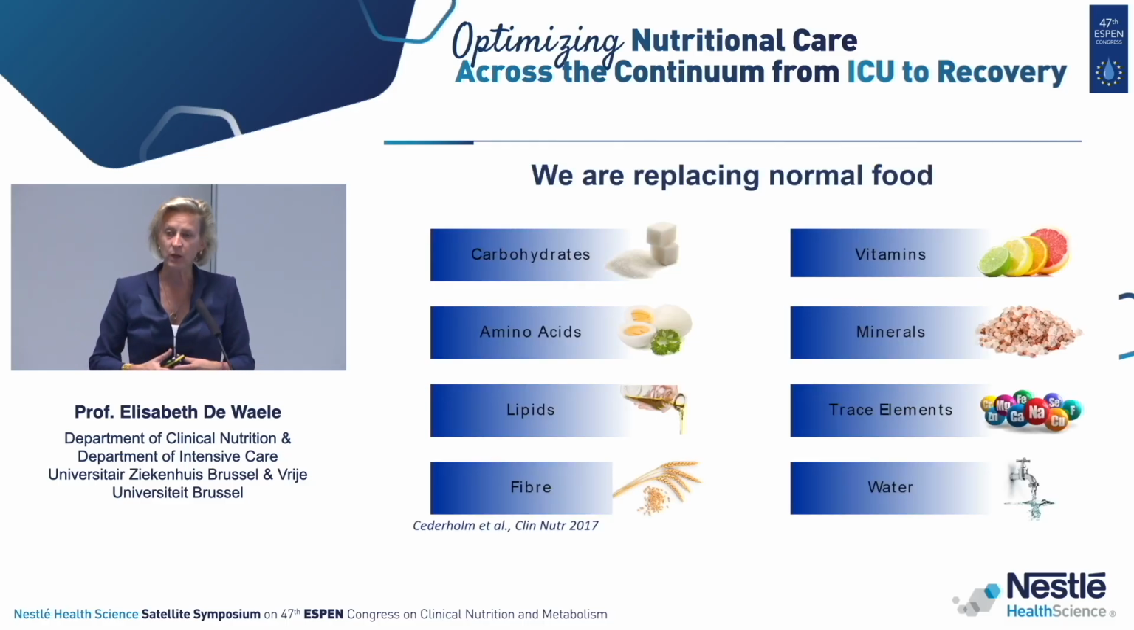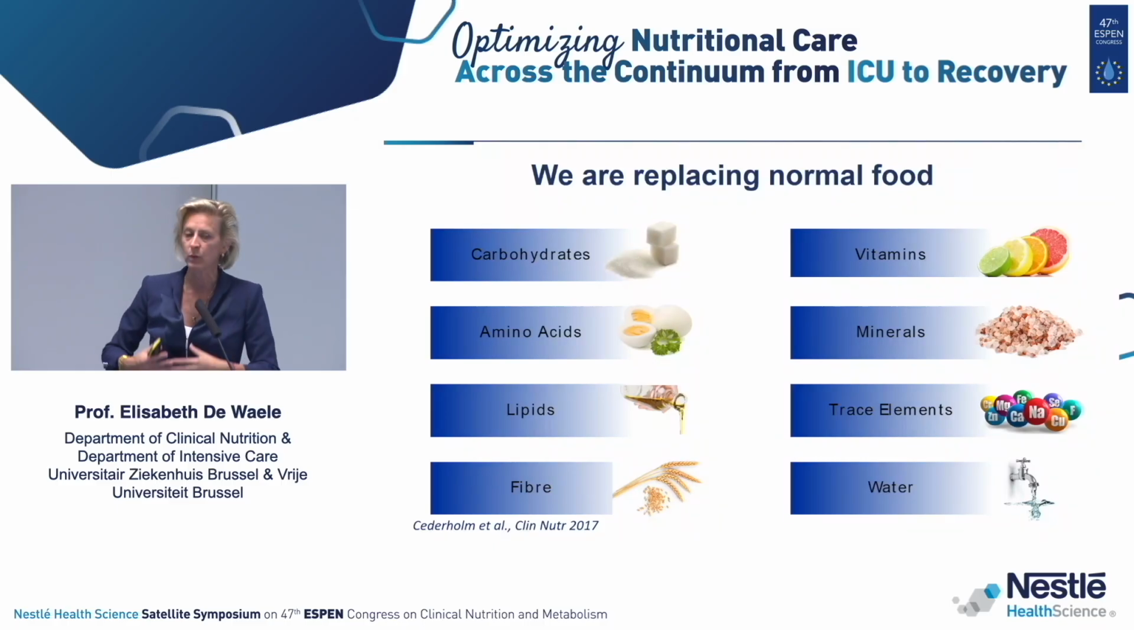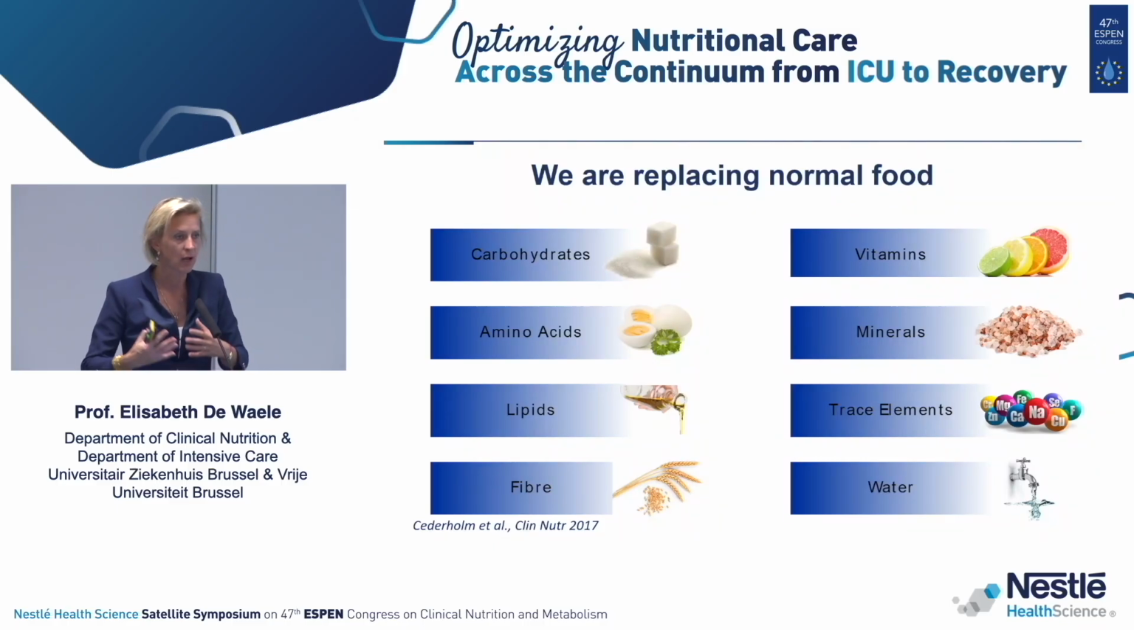Now, first of all, we need to realize that when you use artificial nutrition, you're just replacing normal food. We are talking so much about what the components should be in the enteral, what the components of the parenteral are. We are replacing normal food, and this is what we're intending to do on a first layer. Of course, you have the field of micronutrition and so on, but in the first place, we are just keeping the patient alive by providing an alternative to normal food.